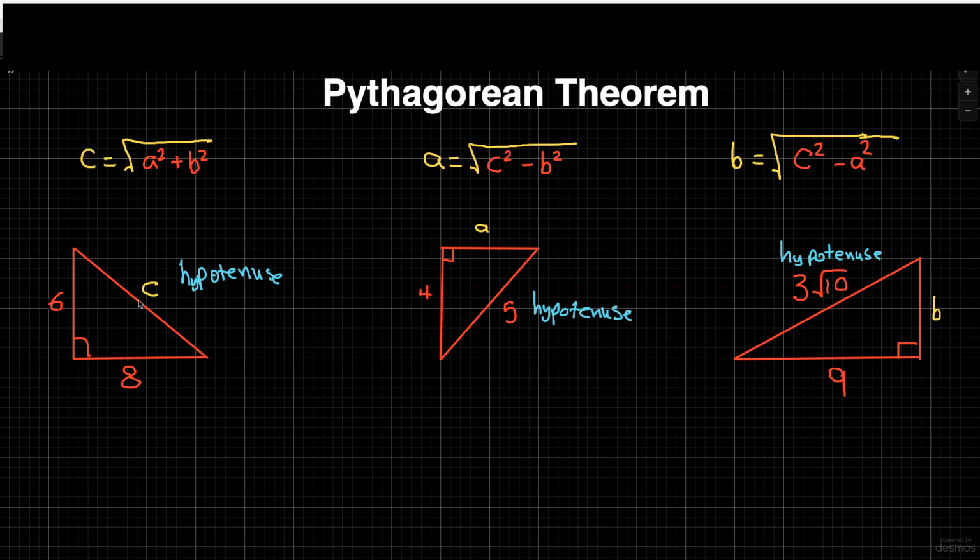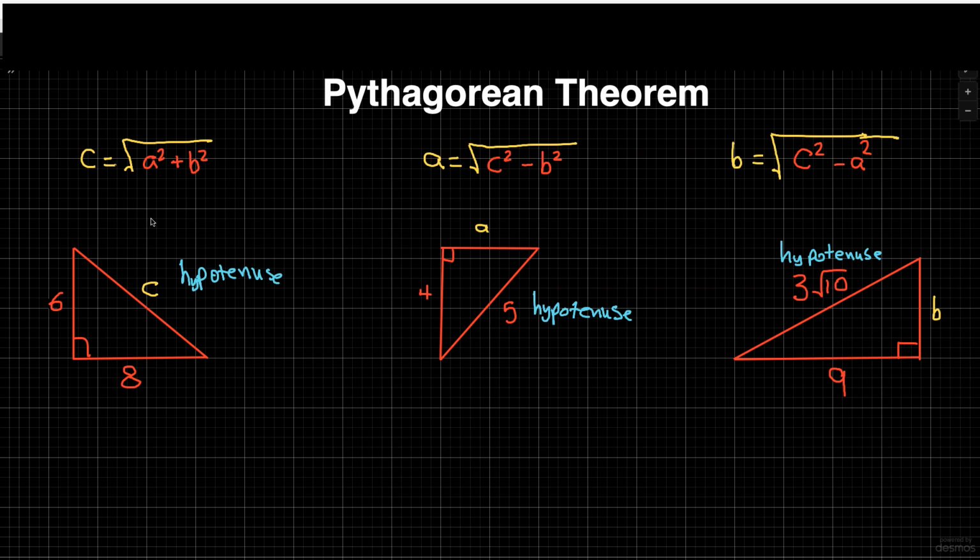So here it will be this. Opposite to the right angle is the 5, opposite to the right angle is 3√10. So it's very important when you're doing the Pythagorean theorem to know which one is the hypotenuse. And then the formula becomes very easy. So this is just a shortcut to the formula.